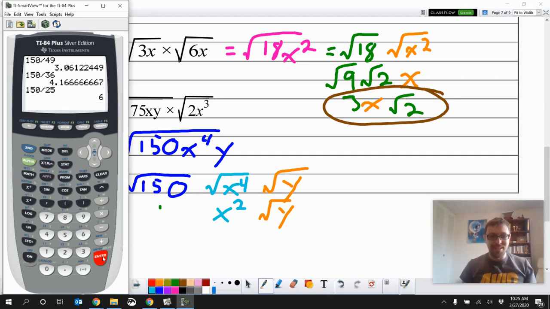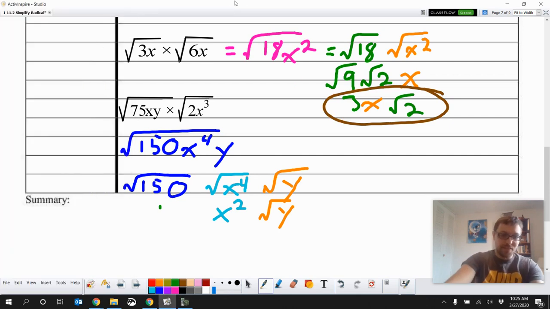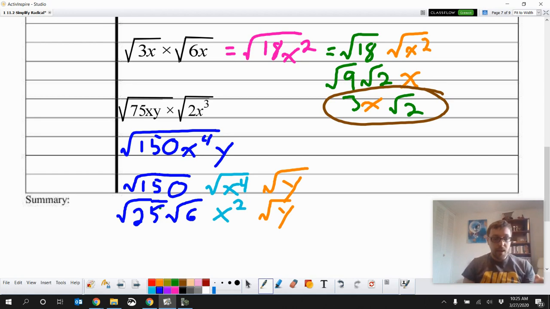25 is going to be our best option. So we're going to break that up into a 25 and a 6. So square root of 25 and square root of 6. Square root of 25, that's 5. This is going to be our last step.